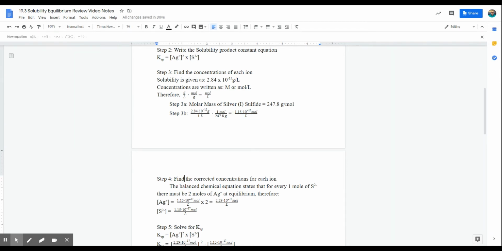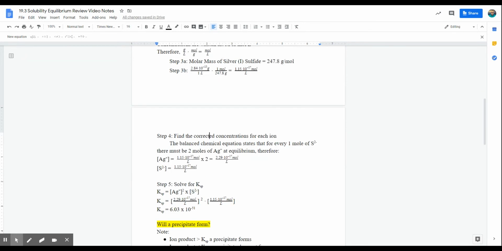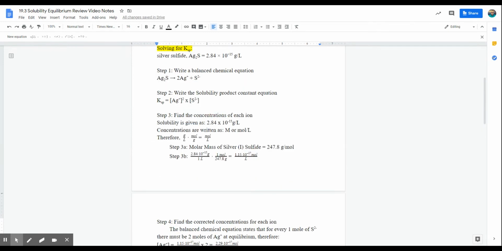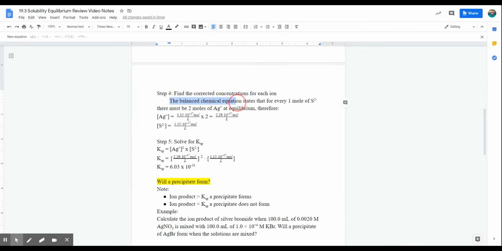Moving on, we want to find the corrected concentrations for each ion. And corrected means I have to think a little bit critically about the actual equation. If you notice that in the balanced chemical equation, and I'll scroll up here so you can see it, every 2 moles of silver requires 1 mole of sulfide. So when this compound breaks apart, it breaks into a 2-to-1 ratio between silver 1 and sulfide. So I wrote here that the balanced chemical equation states that for every 1 mole of sulfide, you need 2 moles of silver 1 ion at equilibrium.